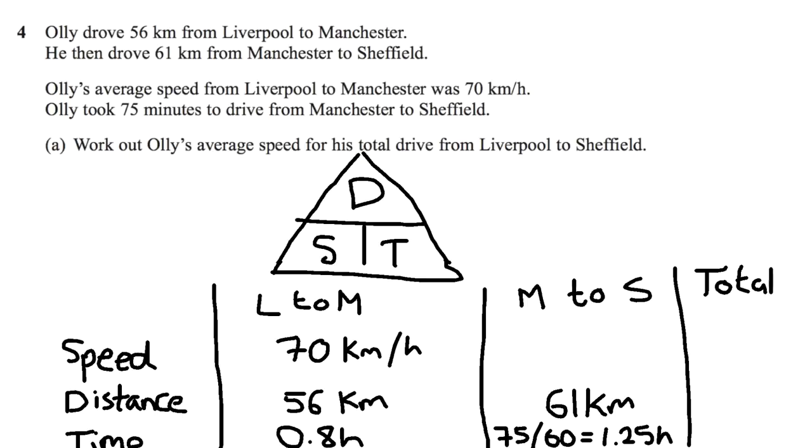Now I'm going to add the total distance together, which is 117 kilometers. I'm now going to add the amount of hours it takes Ollie to go from Liverpool to Sheffield. So it will be 0.8 hours plus 1.25 hours, which equals 2.05 hours. Now we can work out Ollie's average speed for his total drive from Liverpool to Sheffield. I'm now going to divide the total distance, which is 117 kilometres, by the total amount of time it takes Ollie to drive from Liverpool to Sheffield, which equals 2.05 hours.